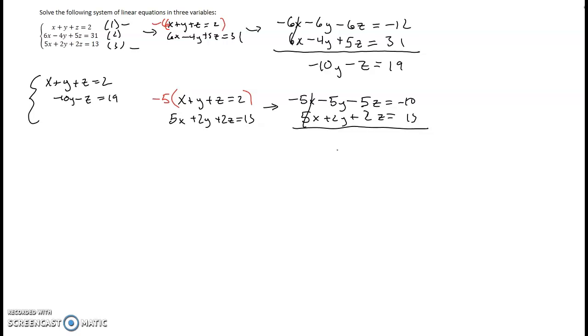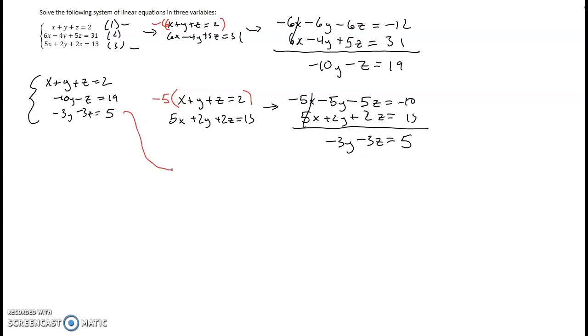Again, we're going to combine. Our 5x's are going to cancel out. -5y plus 2y is -3y. -5z plus 2z is -3z. And -10 plus 13 is 3. Well, so that's going to be our third equation: -3y minus 3z equals 3. And you can see what we've done here is we got rid of the x's in equations 2 and 3. Now we're going to attempt to solve for one of these variables. And can you see that this z is going to be pretty easy to multiply by to eliminate?